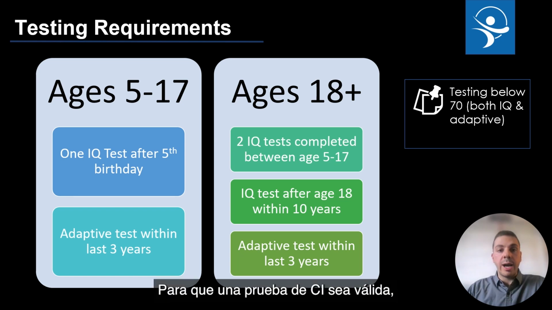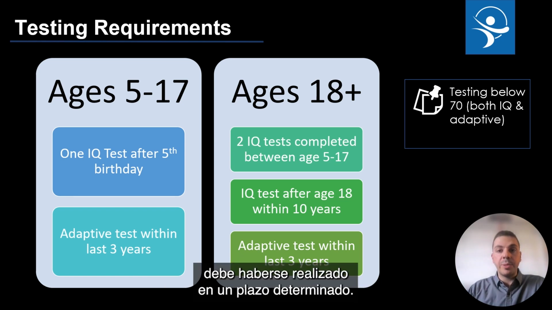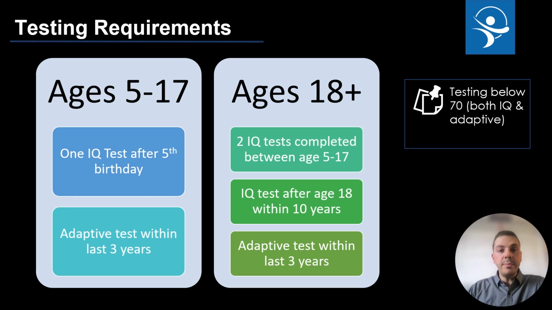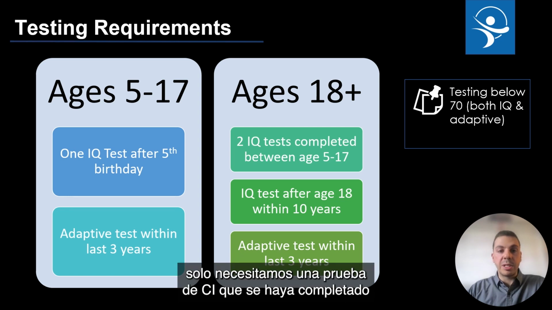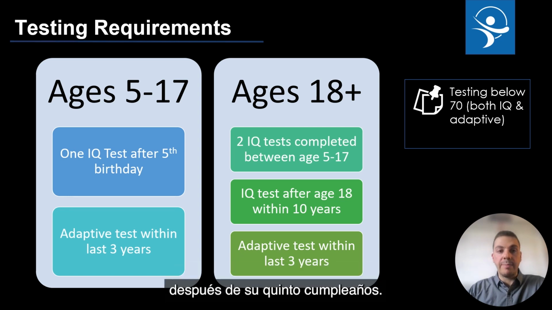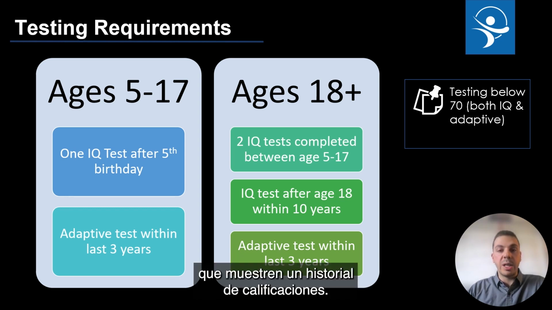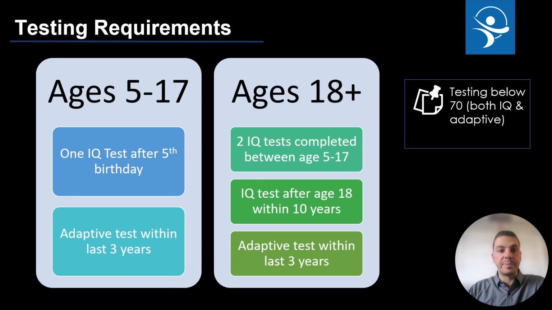In order for an IQ test to be valid, it must have been completed within a certain time frame. If the individual applying is between the ages of 5 and 17, we just need one IQ test that was completed after the individual's 5th birthday. If the individual applying is 18 or older, then we have two options. Option 1 is we can accept one IQ test done after their 18th birthday, or option 2, we can accept 2 IQ tests done at any time that show a history of qualifying scores.